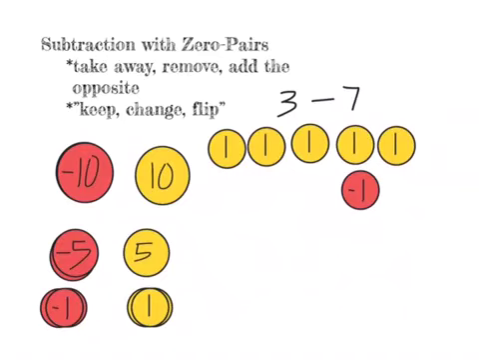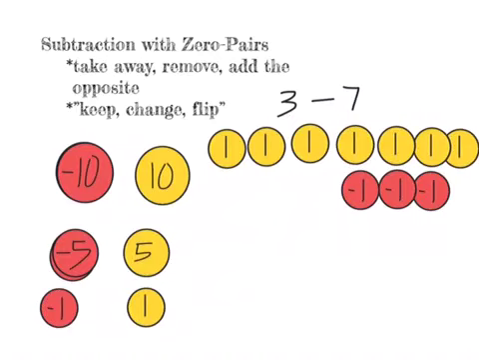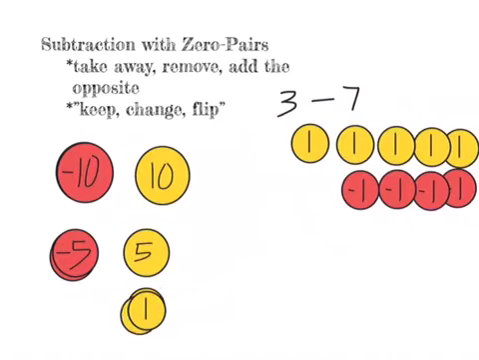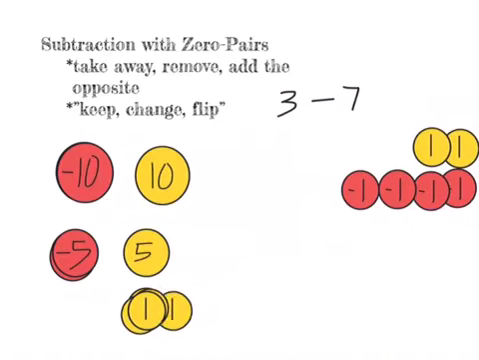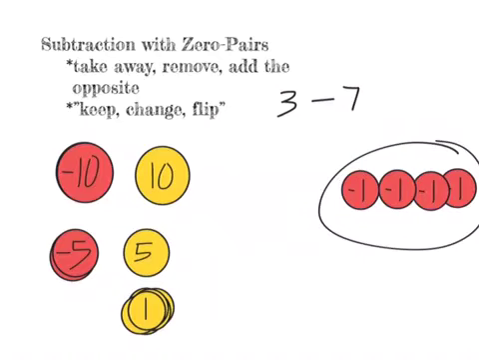1, 2, 3, 4. And I still only have 3 in this whole set. Because remember, all of these zero pairs equal 0. But by adding the zero pairs to my field, I can now take away 7 of the positive counters. So I'm going to take away 7. 1, 2, 3, 4, 5, 6, 7. And then I look at what I have left. I add up 4 negative 1 counters, so I get 3 minus 7 is equal to negative 4.